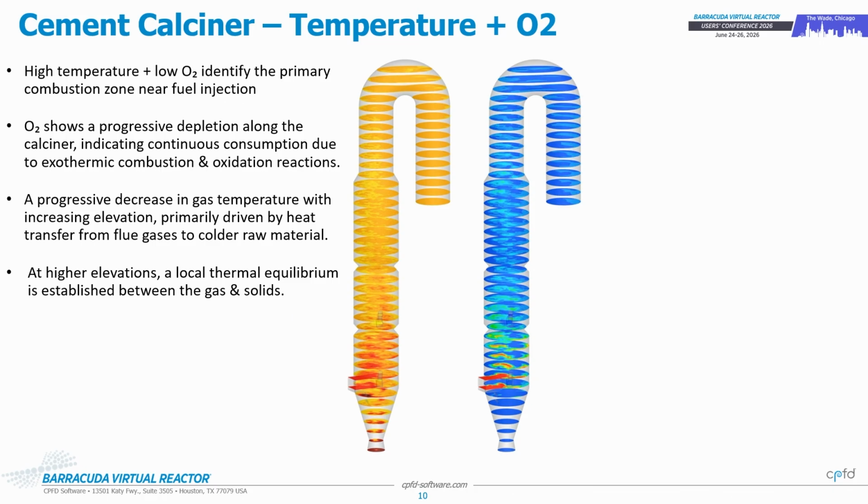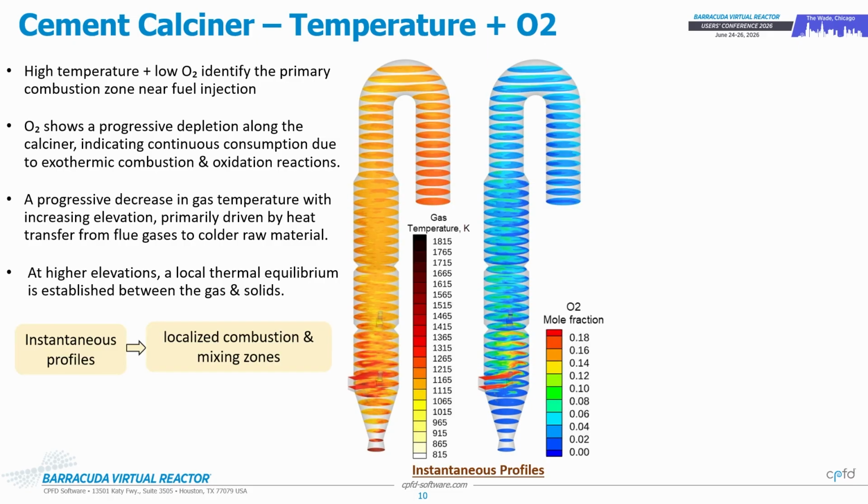Now we'll look into the qualitative aspect of Barracuda's results. This is where there can be real value, where the users can visualize what's happening inside the calciner. So let me bring it up. Okay, so these two animations: the one on the left is the gas temperature. I've created equally spaced slices and I'm visualizing the gas temperature. And the one on the right is the oxygen mole fraction. These two are the instantaneous profiles.